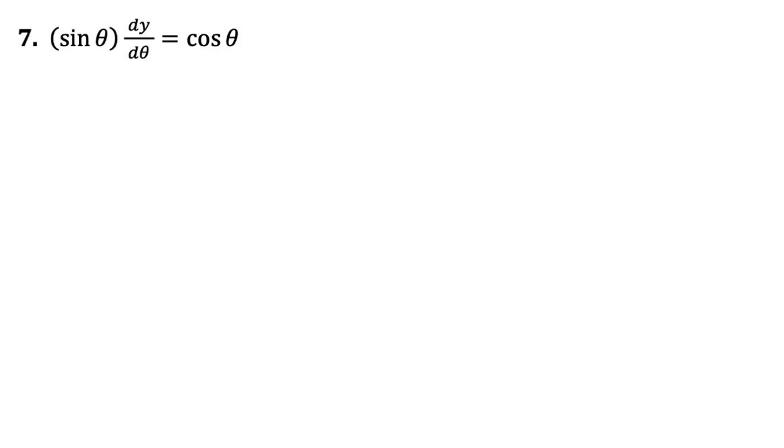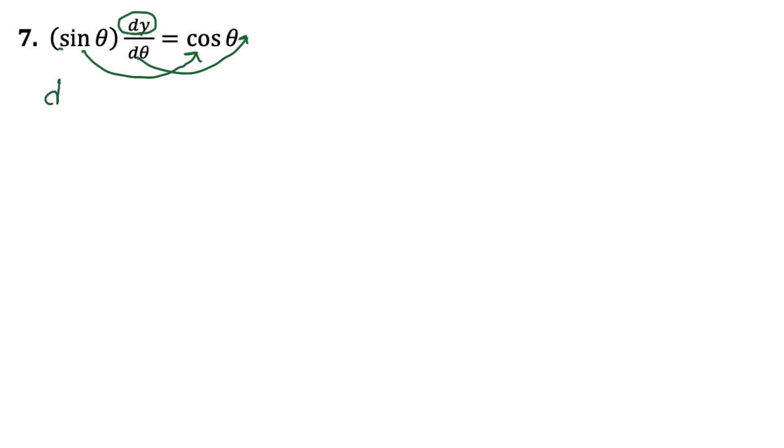Now, number 7, you are just finding a general solution here. So, finding that general solution, you are still going to have to separate and integrate. Now, notice dy is kind of all by itself. There's no other y's here, so I'm going to have to divide by sine and multiply by d theta.